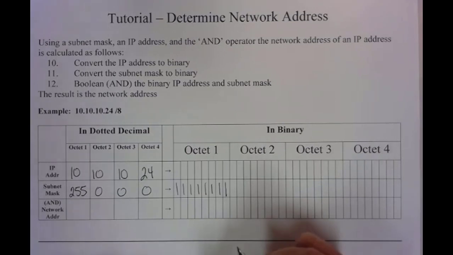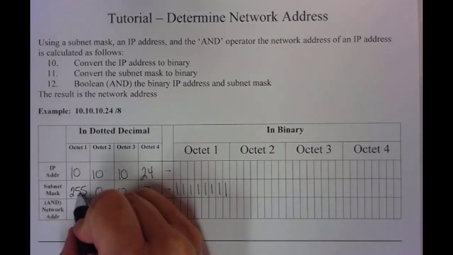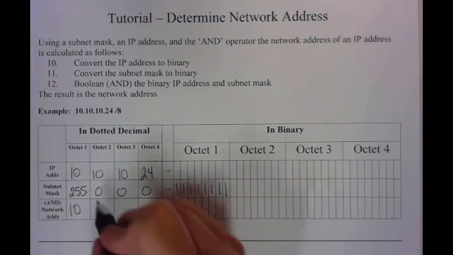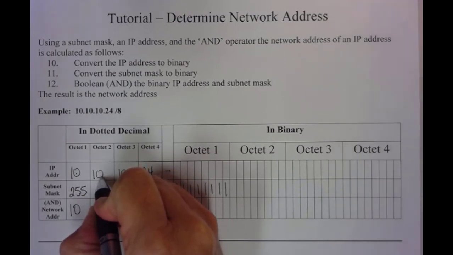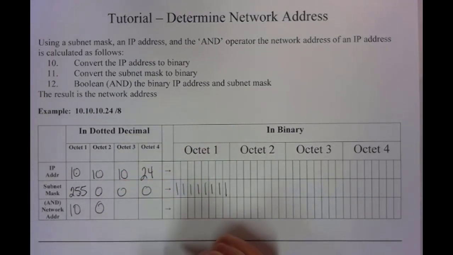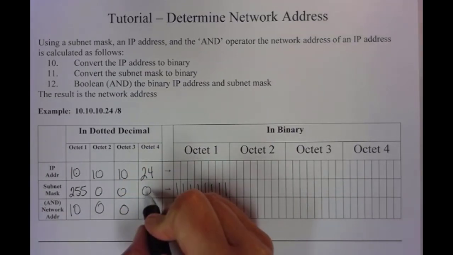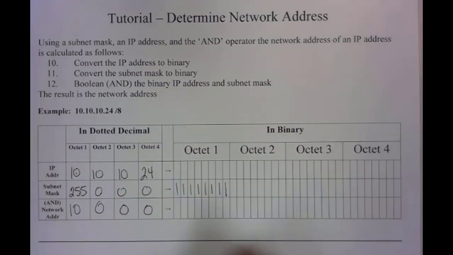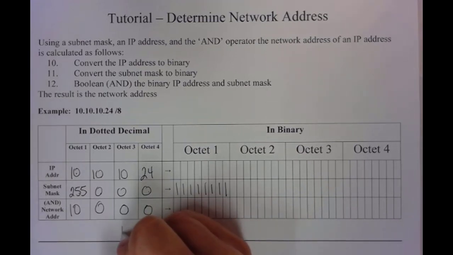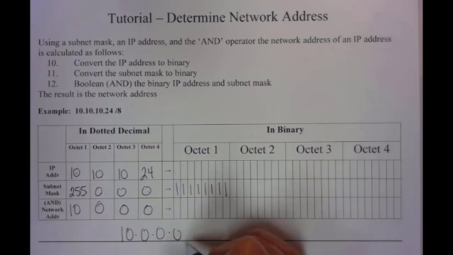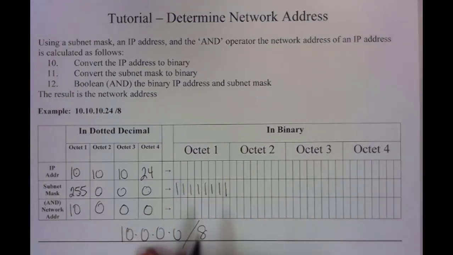So let's do the shortcut and then we'll prove ourselves and make sure it works. 255 means that this will be part of the network address. 0 means this will not be part of the network address. I've got another 0, so this will also not be part of the network address. Another 0, this will not be part of the network address. So here I've got a network address of 10.0.0.0/8. So I've got a lot of hosts, a lot of hosts.